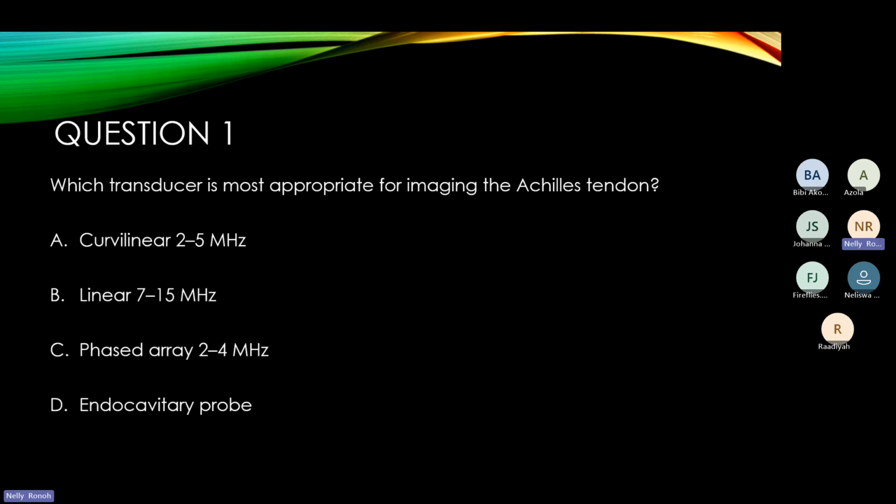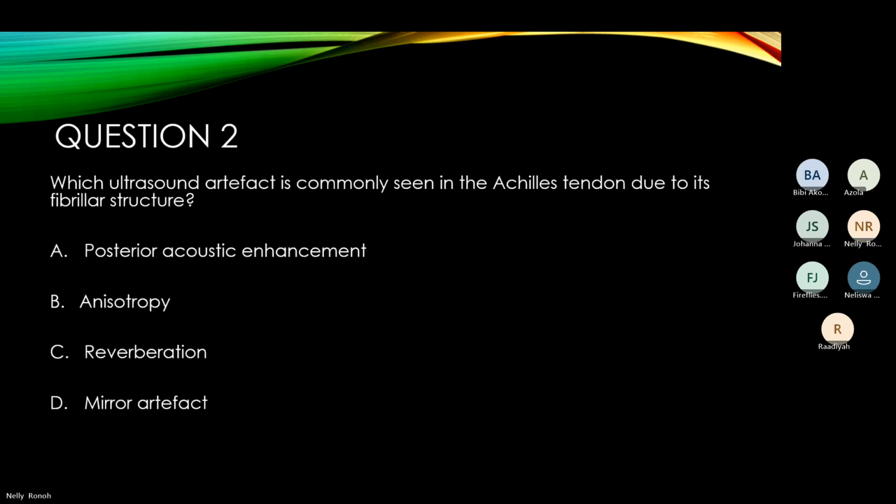Anytime you find a probe that is low frequency like this, the curvilinear, the convex probe, it goes deeper. It penetrates more. The higher the frequency, the less the penetration. So that is correct.